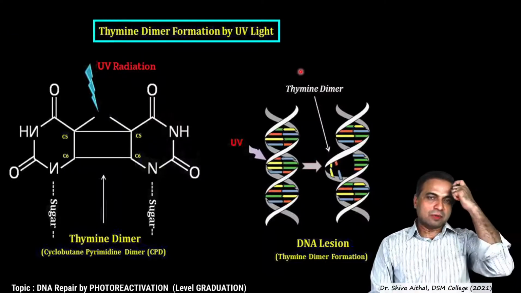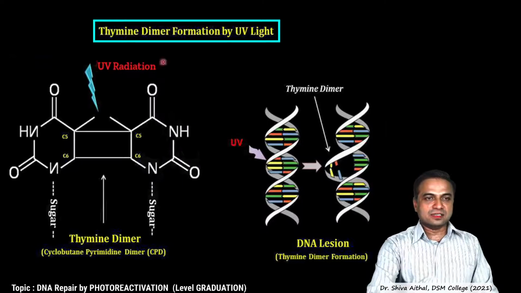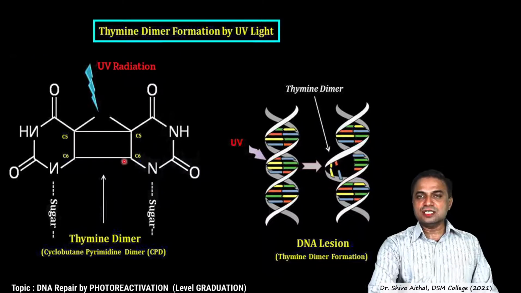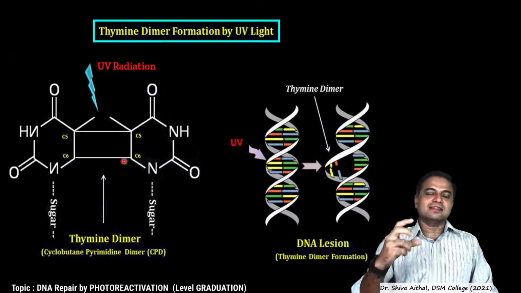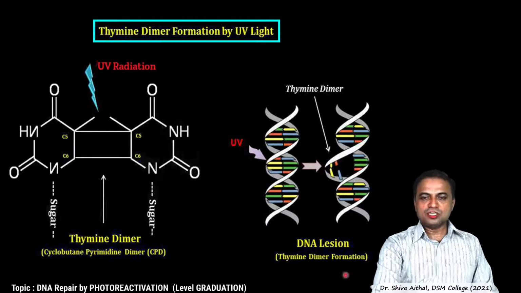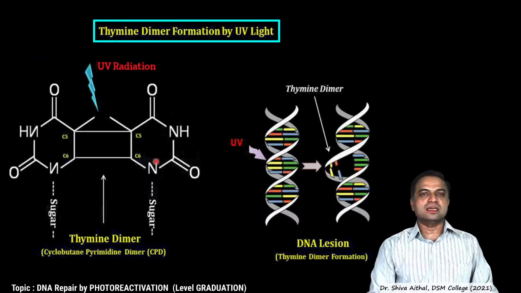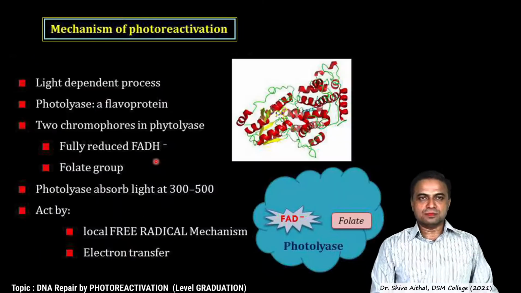So thymine dimer formation by ultraviolet light, as you can see here, the cyclobutane pyrimidine dimer CPD is formed between the C5-C6 and the C5-C6 of two adjacent bases. And this results in a kink, or you can call it a dimer or simply a lesion. This is a terminology, DNA lesion. Any damage in the DNA can be called a DNA lesion.